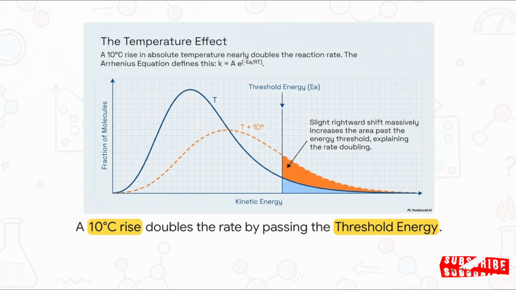But watch what happens when we raise the temperature by just 10 degrees Celsius. The whole curve flattens out and shifts slightly to the right. That's the orange dashed line. And wow, look at the difference. That slight shift massively increases the area past the energy threshold, pulling all that orange shaded area into the reaction zone. This is exactly why a mere 10-degree rise can nearly double a reaction's rate.